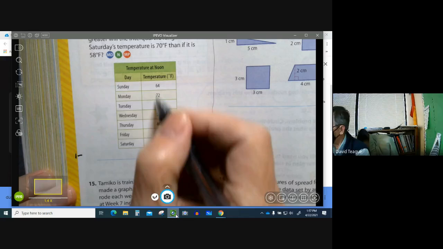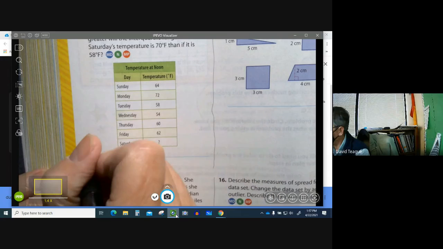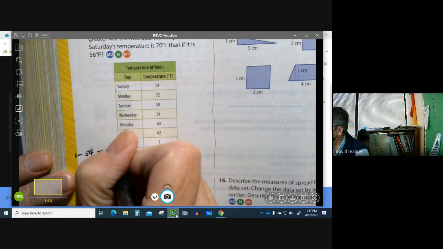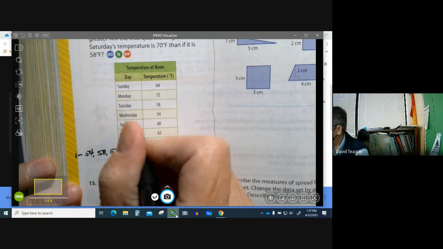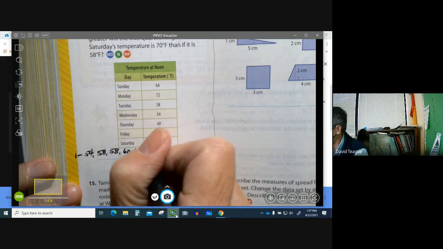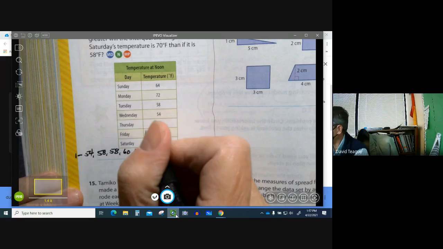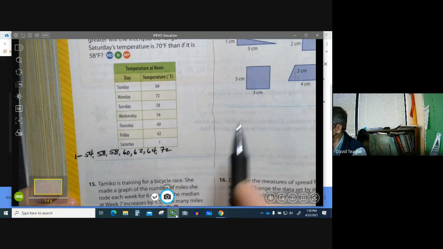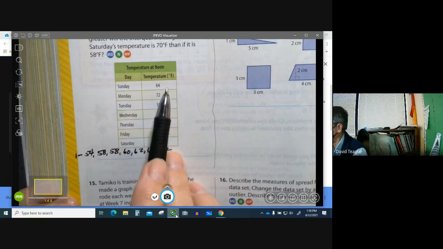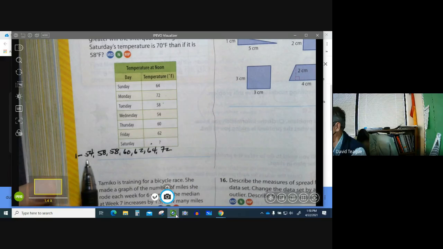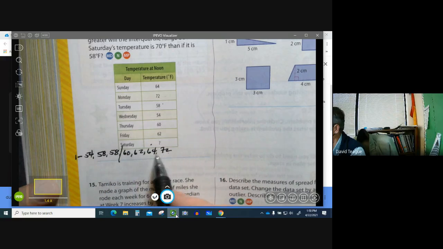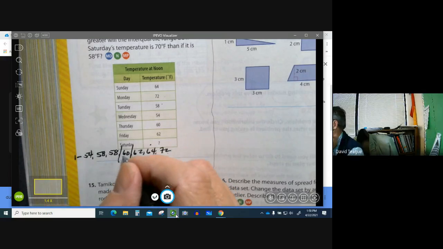So if we put these in order, we should get 54, 58, 58. Then we have 60, 62, 64, and 72. So we have to find, how many numbers do we have? 1, 2, 3, 4, 5, 6, 7. So we're going to count and find the middle. 1, 2, 3. This is the middle. This is the median.